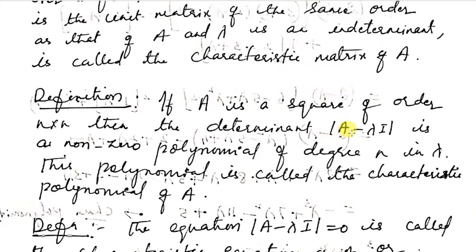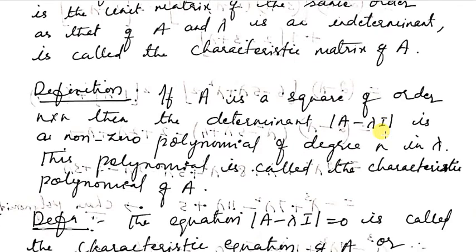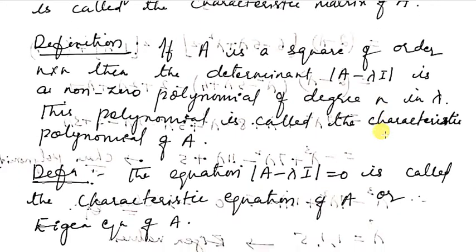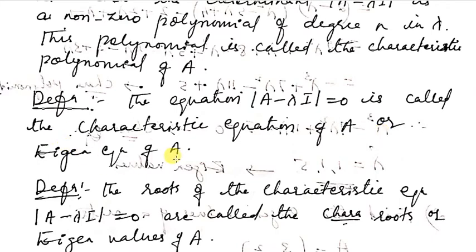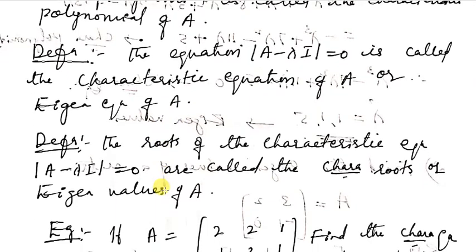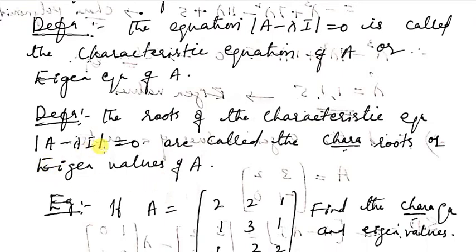That is, the determinant of A minus lambda I is called a characteristic polynomial, which is a non-zero polynomial of degree n in lambda. If that polynomial is equated to 0, it becomes an equation, right? So we call that equation the characteristic equation of A or eigenequation of A. Then the roots of that characteristic equation, determinant of A minus lambda I equal to 0, are called the characteristic roots or latent roots or eigenvalues of A.